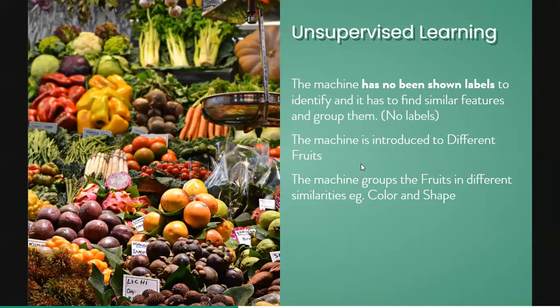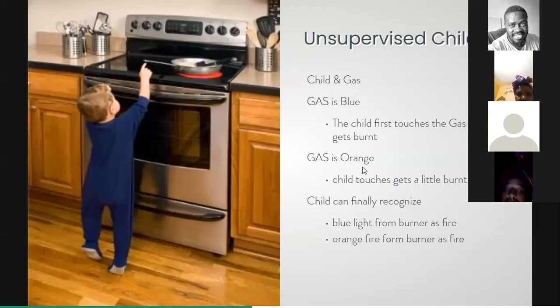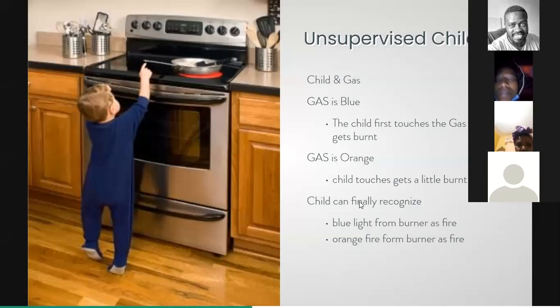as I was saying before that interruption, at this point we're not giving the machine any labels. We're not telling them there are apples. We just give it a bunch of fruits and let it decide whether by color or by shape. So let's give an example here.